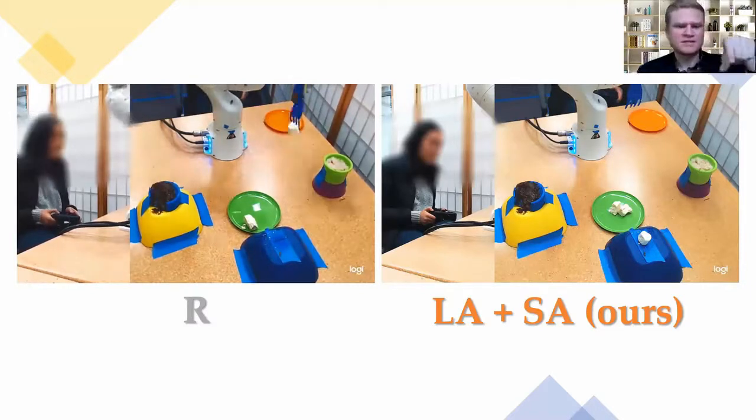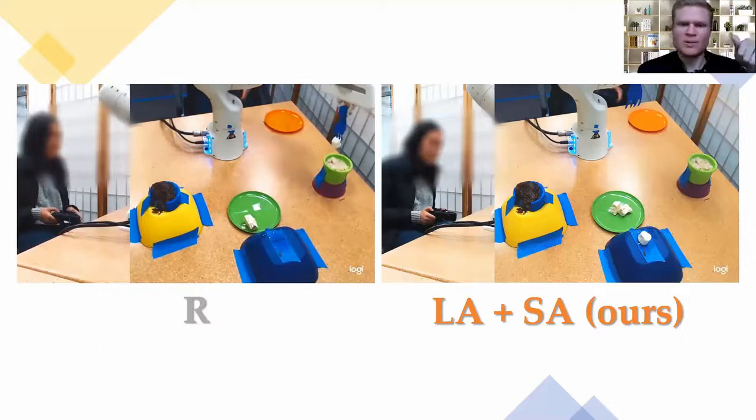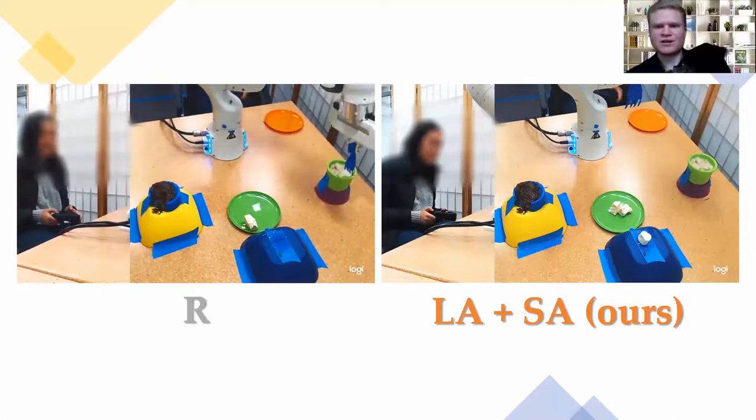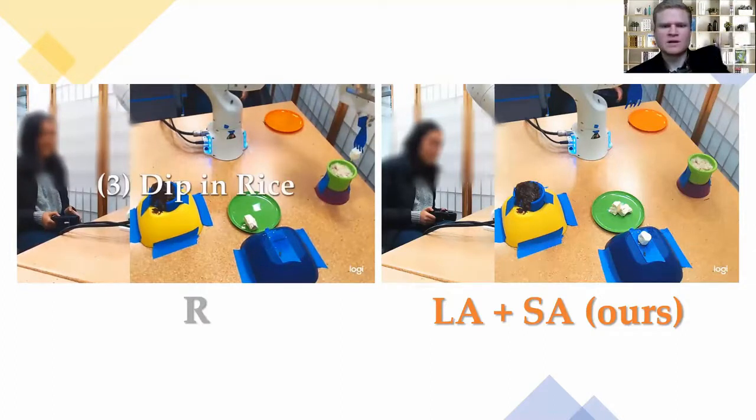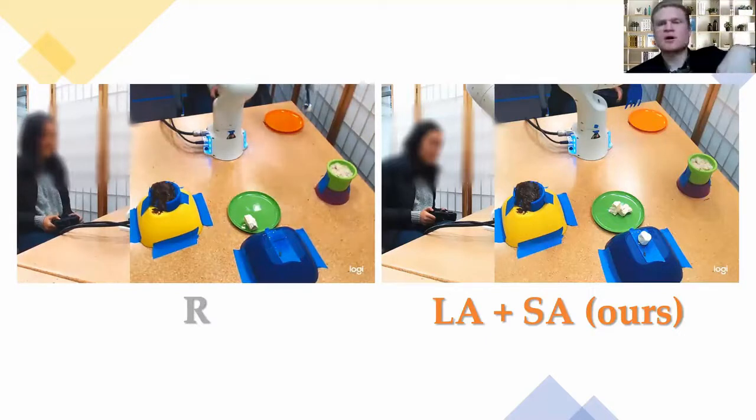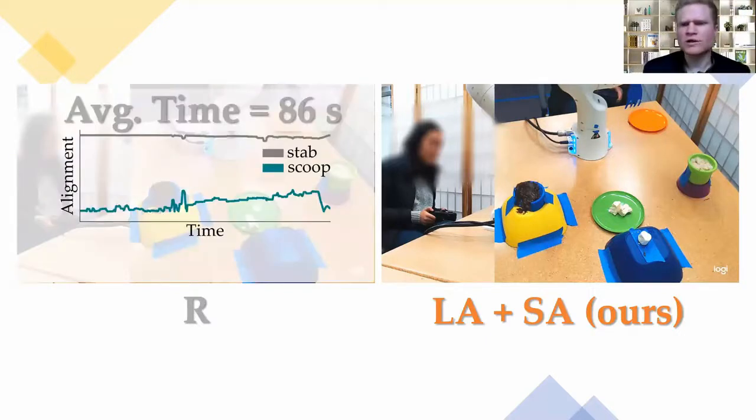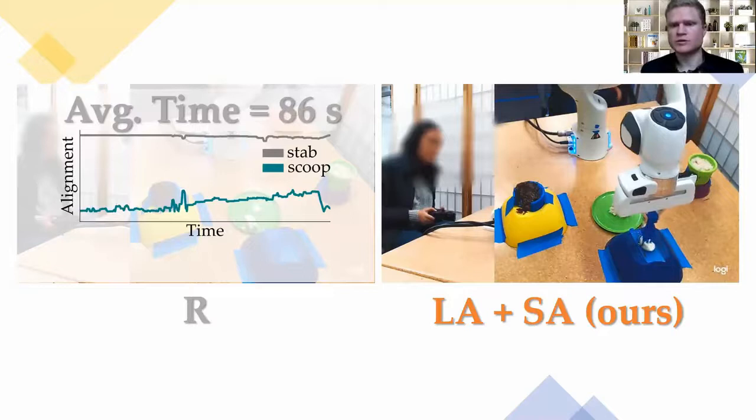You'll notice that throughout this task with just retargeting, the human's almost always in the same orientation. They're always holding the end effector sort of perpendicular to the table. We're calling that a stabbing orientation, and the robot is almost always perfectly aligned with the stabbing orientation. It never gets into a scooping motion when using just retargeting by itself. Now let's see how our approach works.